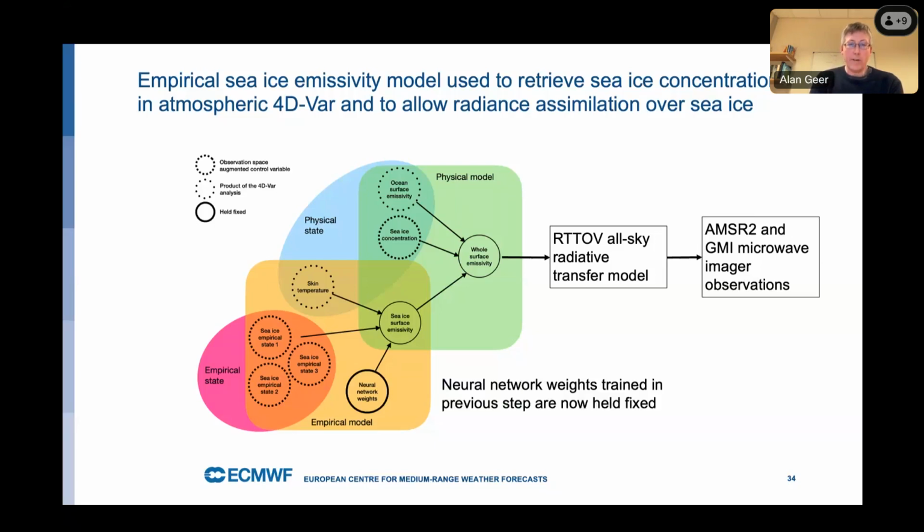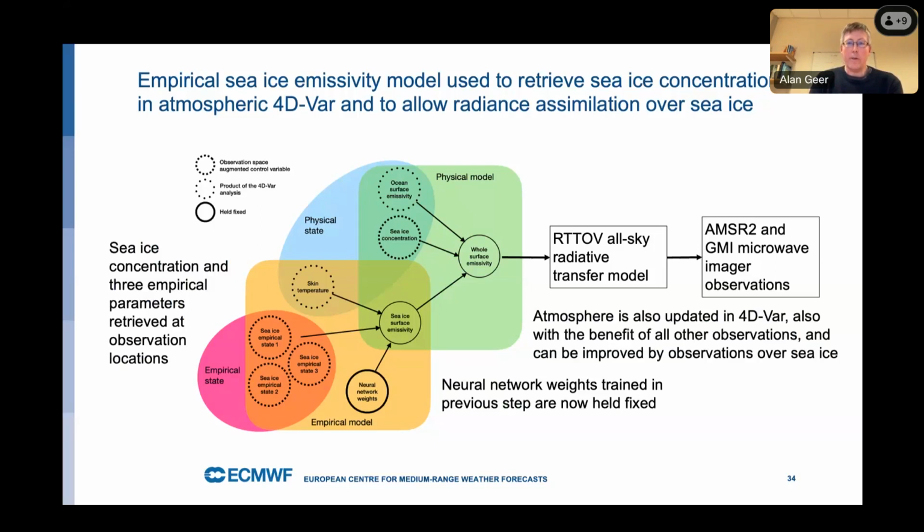And the second big difference is that the neural network weights, for simplicity, are trained offline in the offline TensorFlow network and then used online in the Fortran code of the weather forecasting system, but they're held fixed. So then, as I say, we estimate the input parameters for this empirical model at each observation location. We run the standard radiative transfer modeling process to update the atmospheric state and so on.